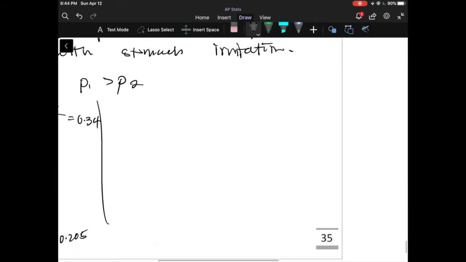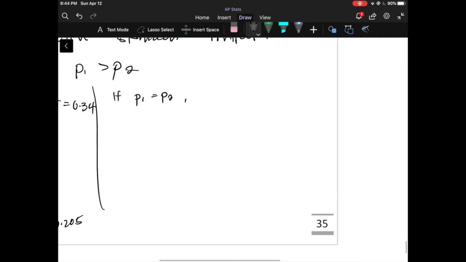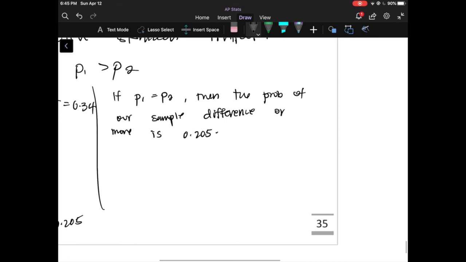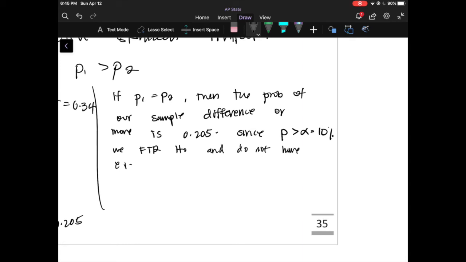So what can we conclude? If P1 equals P2, then the probability of our sample difference or more is 0.205. This means that since p is greater than alpha equals 0.10, we fail to reject H0 and do not have evidence that the new medicine reduces stomach irritation. Okay.